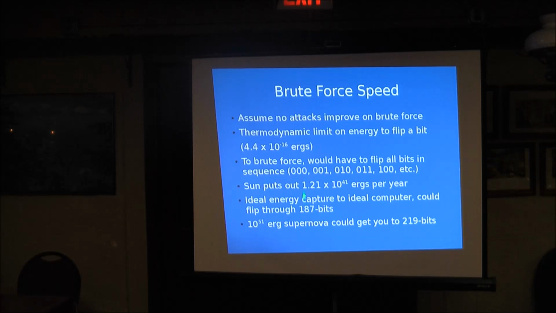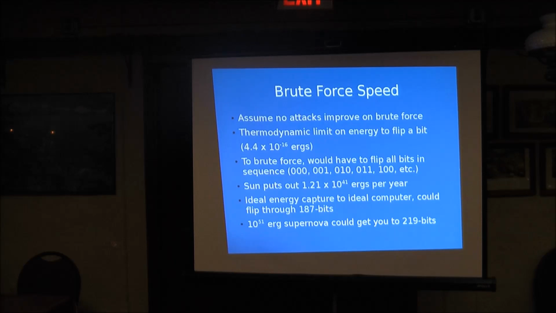So the sun puts out this much energy per year, and if we could take all of that, convert it 100%, perfectly ideal energy conversion, put that in our perfectly ideal computer, and run it for a year, we could flip through 187 bits. That's not even doing anything with those, that's just counting.